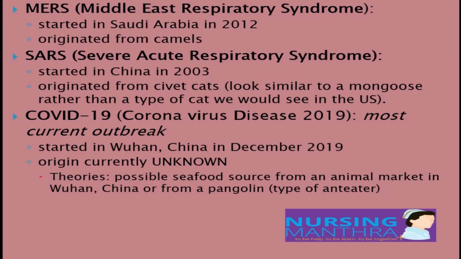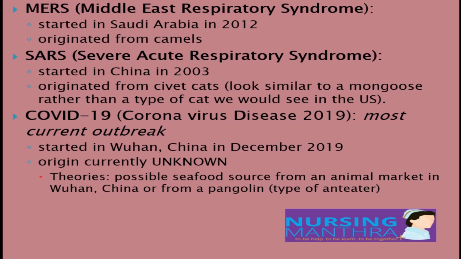SARS, Severe Acute Respiratory Syndrome, started in China in 2003, originating from civet cats. It looks like a mongoose, rather than the type of cat we can say in the US. And COVID-19, all of us know, is coronavirus disease 2019, the most current outbreak.